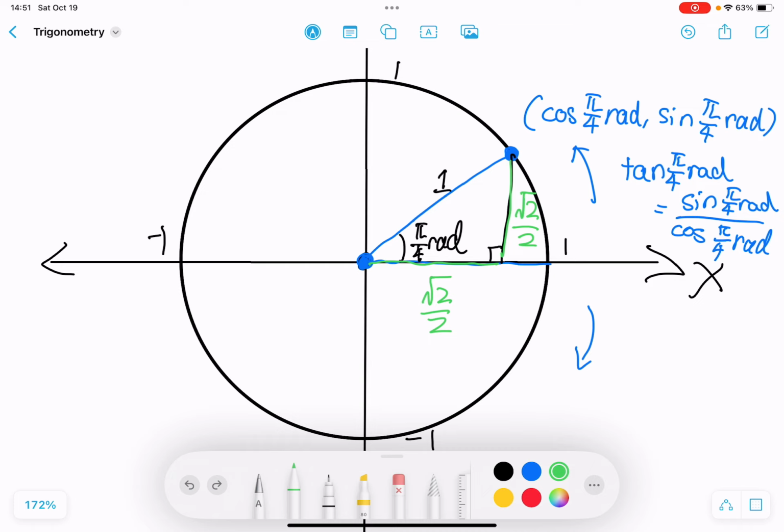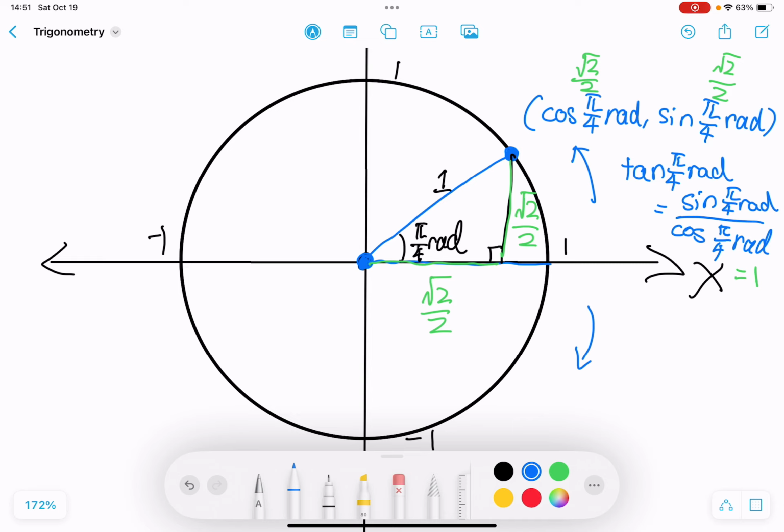Since we're in the first quadrant, all of the coordinate values must be positive. So the answer is that cosine pi over 4 radians is root 2 over 2, and sine pi over 4 radians is root 2 over 2. What about tangent? Tangent is just sine over cosine, which is just 1. So that's just 1. Let's try some other values.